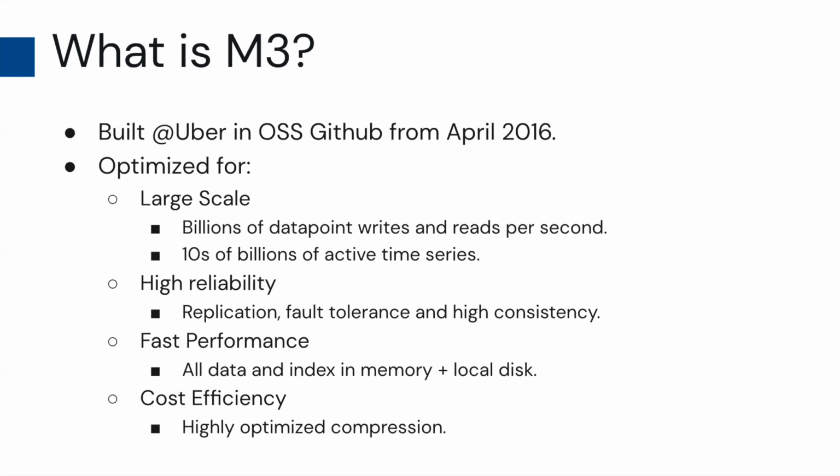The third property is really fast performance. So we're optimized for extremely fast reads and writes in and out of the system. Because of that, all of the time series data, as well as the metric index, is kept in memory and on local disk inside M3DB itself. There isn't a concept of storing the historical data in an object store or anything like that, because we're really optimizing for performance here. And the last one here is cost efficiency.